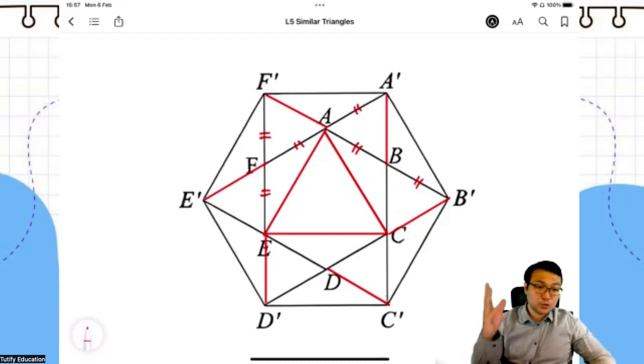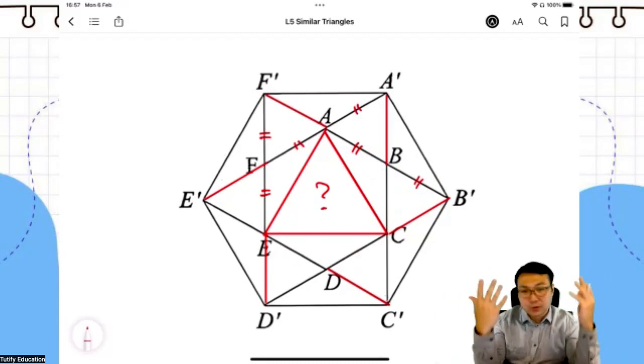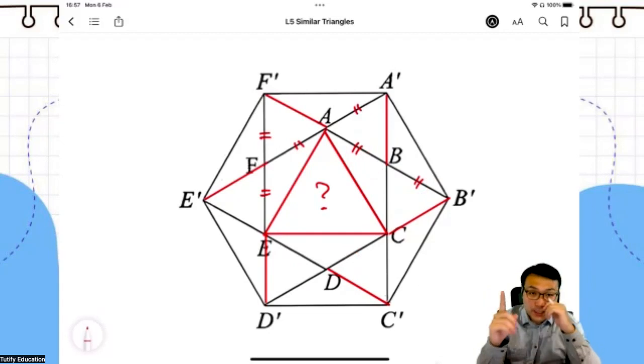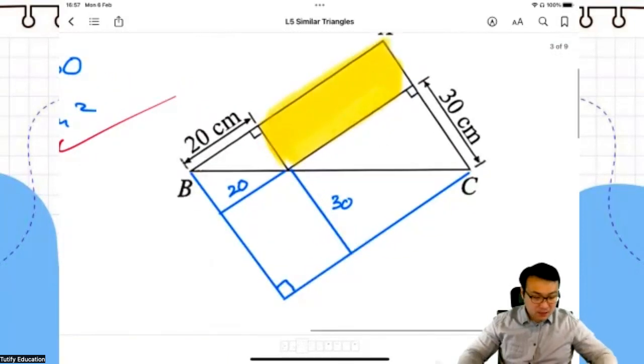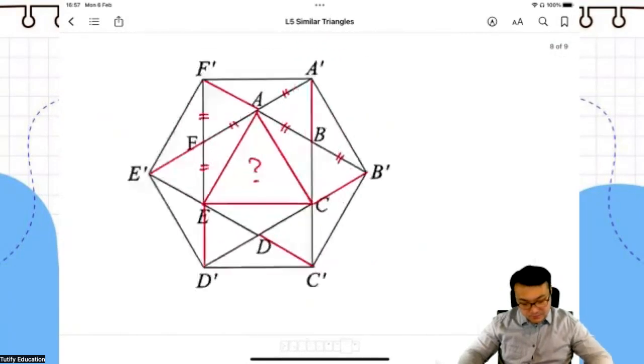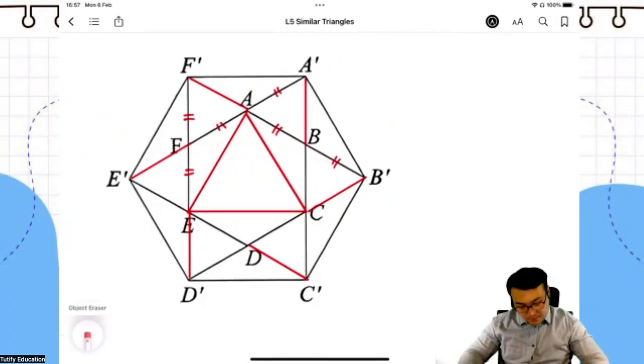Now, what else can we do, students? There's a big triangle here and I do not know how to compare. So let us use the trick over here. Make a mirror image. Let us make a mirror image. Ready? Make a mirror image. I take this triangle and I make a mirror image. That means they have the same area.